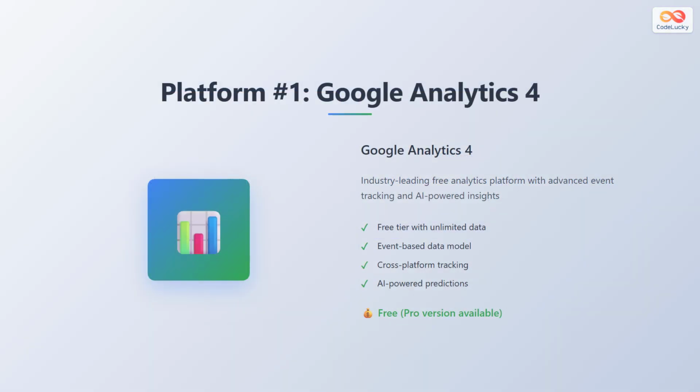Google Analytics 4 is the industry standard and the most widely used analytics platform globally. It's completely free with unlimited data, uses an event-based data model that's more flexible than older versions, and provides cross-platform tracking so you can follow users across your website and mobile apps. Google also powers it with artificial intelligence, offering predictive insights about future user behavior. This makes it the perfect starting point for beginners.